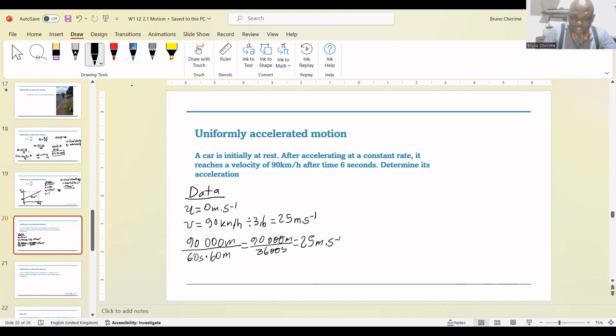And therefore, using our equation, v will be u plus acceleration times time. We know that u is 0 since the car started at rest, but it's good for us to write it to see how it works out. So u is equal to 0. Let's plug in the values. So v minus u.